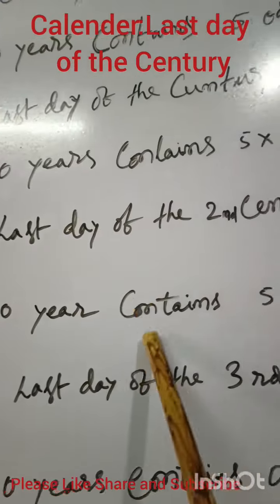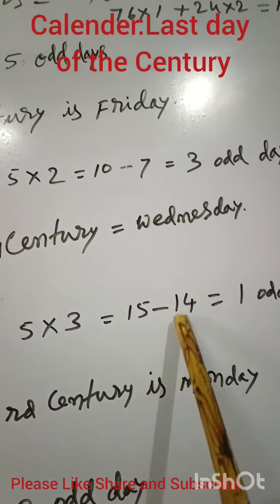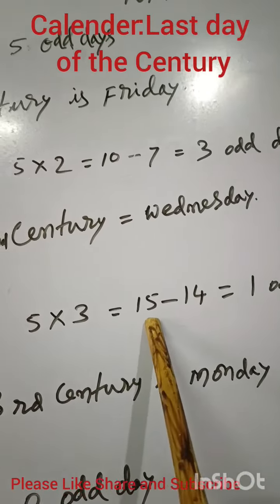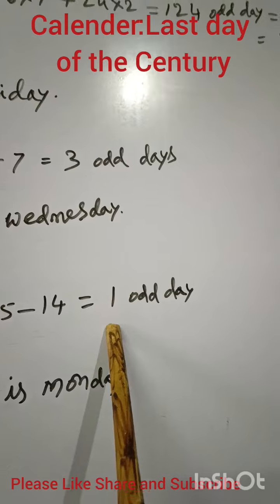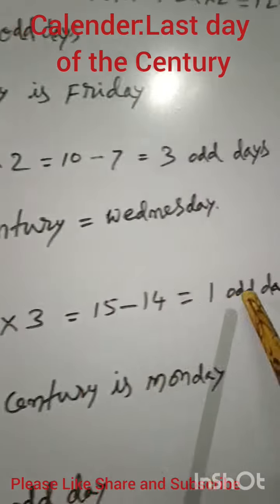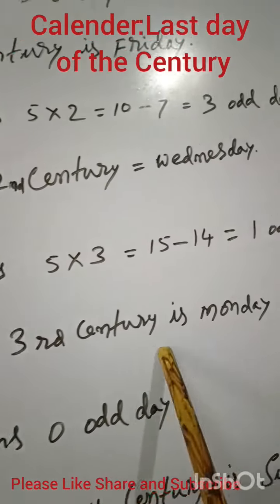Then 300 years contain 5 into 3, 15, minus 14. 14 means 2 weeks out of 15, Sunday to Saturday repeating 2 times. Then subtract it, and 1 odd day remains. So after 300 years, we get 1 odd day, and 1 means Monday. So the end of the 300 years is Monday.